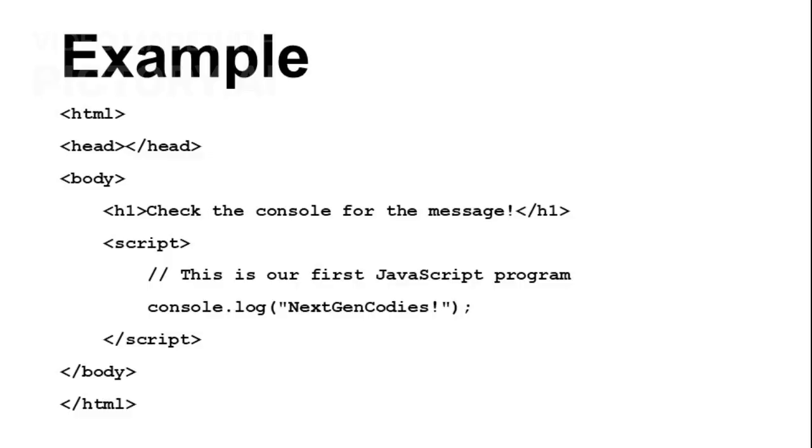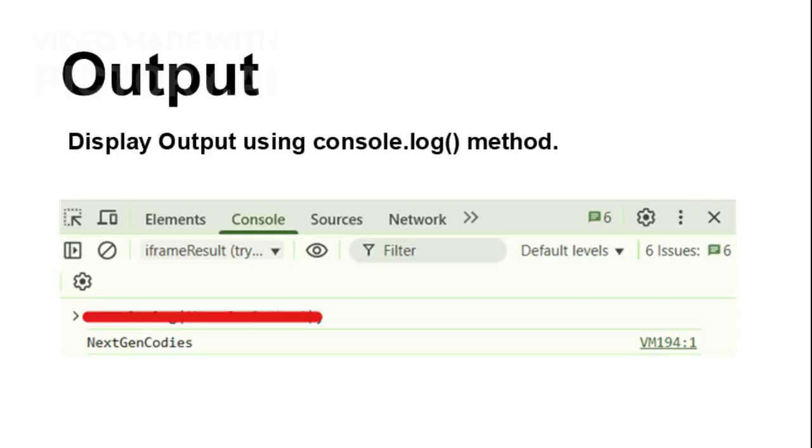Let's look at a simple example of JavaScript code. Here, we have a basic HTML structure with a script that logs a message to the console. This is our first step in understanding how JavaScript works. The output of our JavaScript code is displayed using the console.log method. This is a fundamental way to debug and understand the flow of your JavaScript programs.